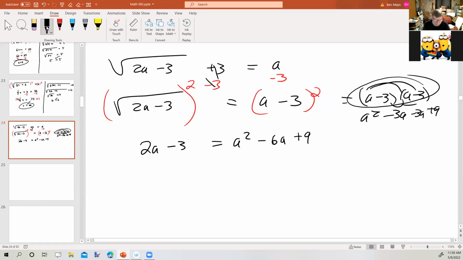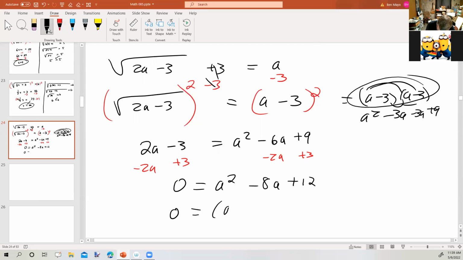Well, this is a second degree equation. So I'm going to solve it, hopefully by factoring. And so what I'm going to do is put everything on the right side, set equal to 0 on the left side. So I'm going to subtract 2a and add 3 to both sides of the equation. So I get 0 equals a squared minus 8a plus 12. And that factors into a minus 2 and a minus 6. Minus 2 times minus 6 is positive 12. And then we get minus 6a minus 2a in the middle.